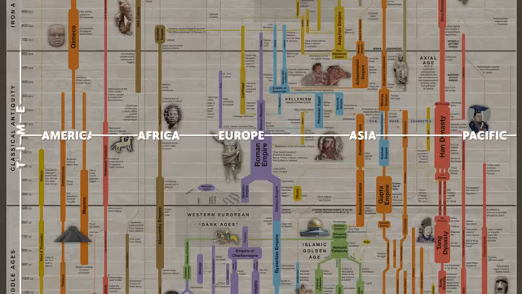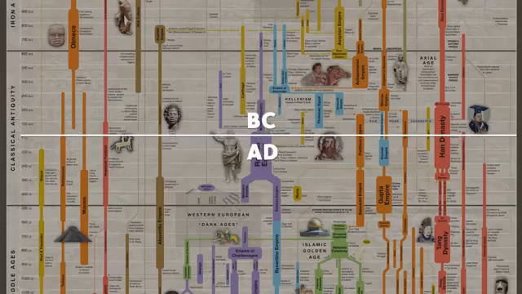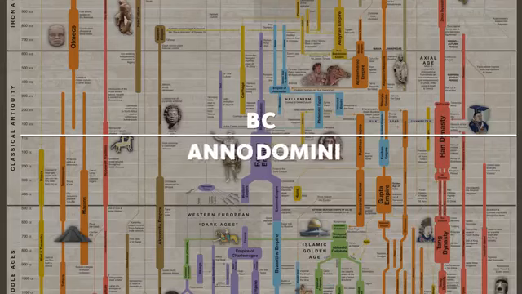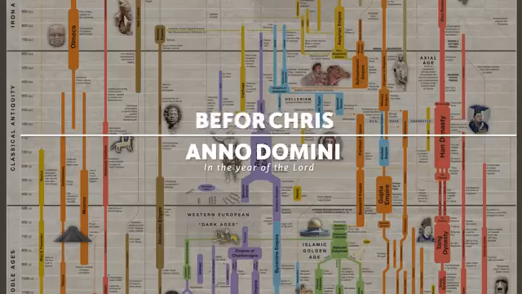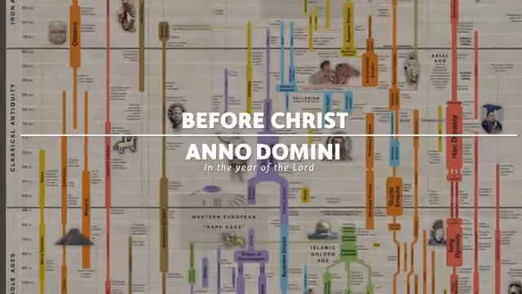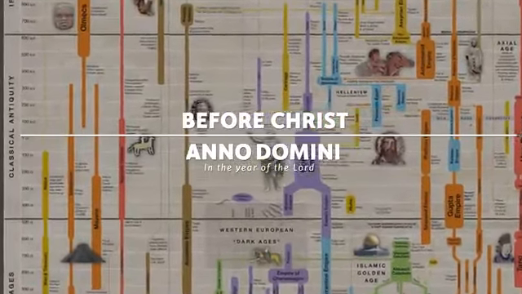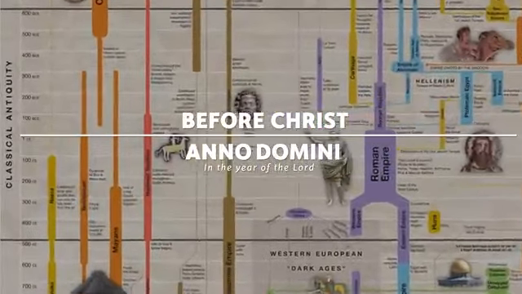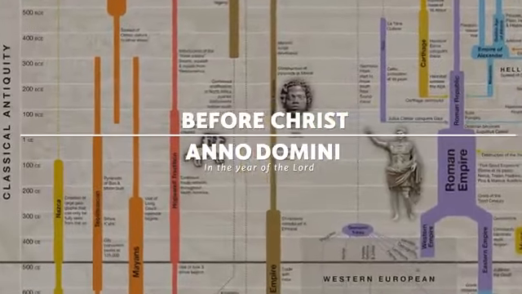The next thing we need to talk about are the terms AD and BC, and their equivalents CE and BCE. AD means Anno Domini, which is Latin for in the year of the Lord. Basically, it's meant to measure the years from the birth of Jesus. Anything before that point is called BC, which stands for before Christ. Now, most scholars today have actually concluded that Jesus was probably born in 4 BC, so keep in mind that the scale is a bit off.